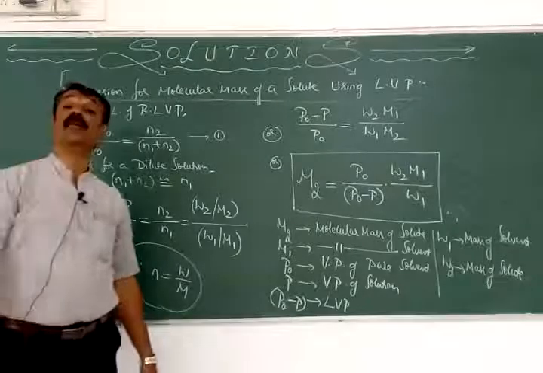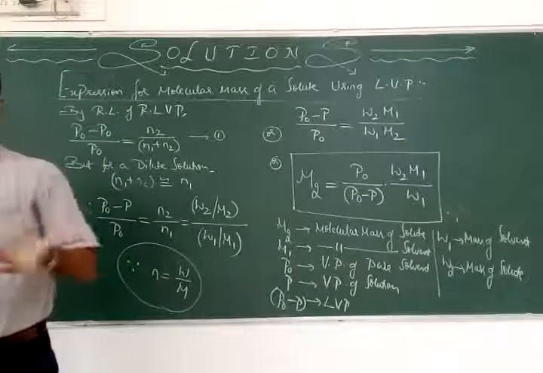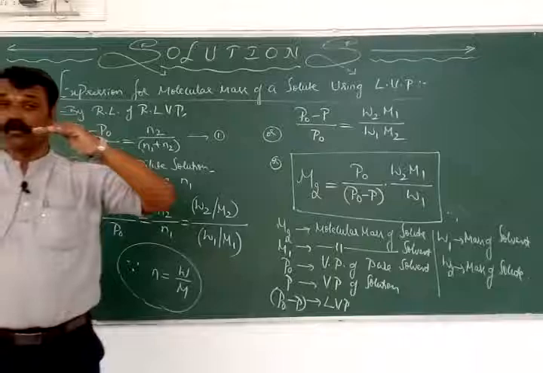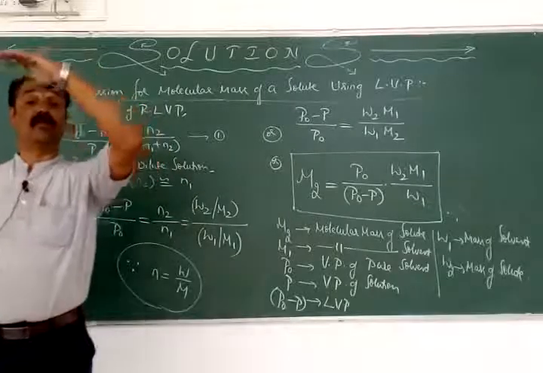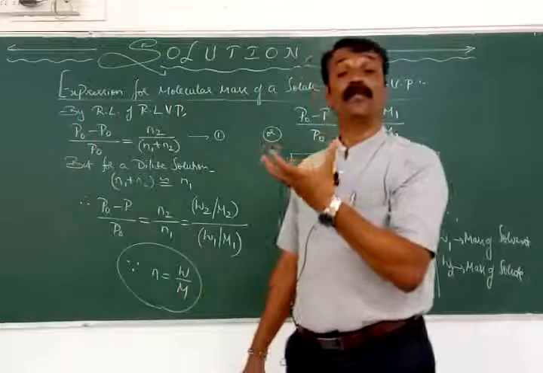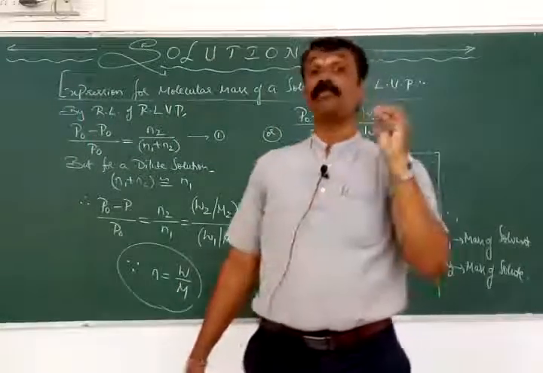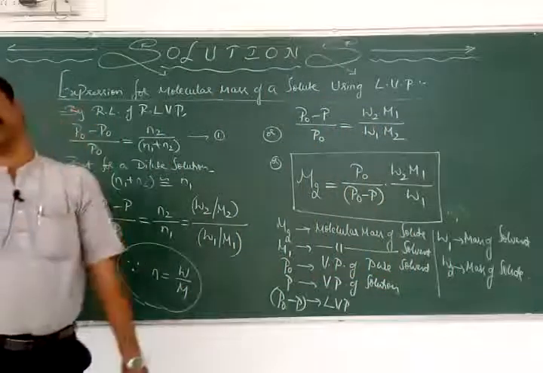After that, next we will have the RLVP. What is RLVP? Relative lowering of vapor pressure. Just it is a ratio. What is that ratio here? Relative lowering of vapor pressure is the ratio of lowering of vapor pressure to the vapor pressure of the pure solvent. That is P naught minus P divided by P naught is called as the relative lowering of vapor pressure.